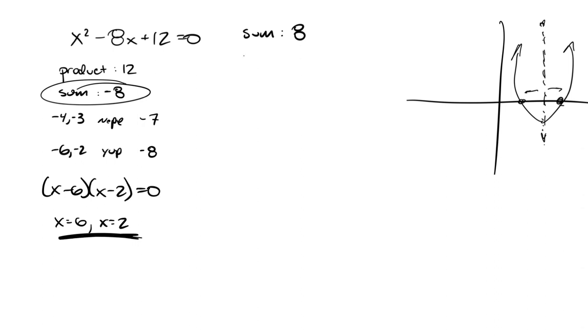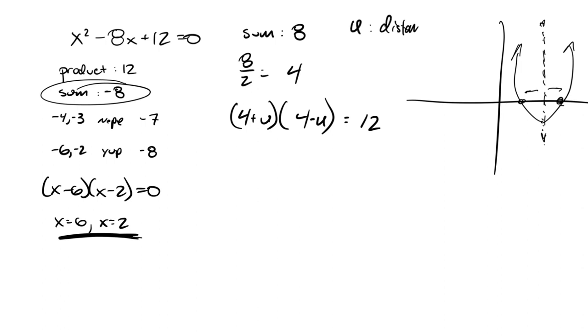So what's the average of 8? Well, that's 4. So I have two numbers, but they multiply to 12. And they're the same distance. So one is to the right of 4, and one is to the left of 4. And u is our distance from the average.